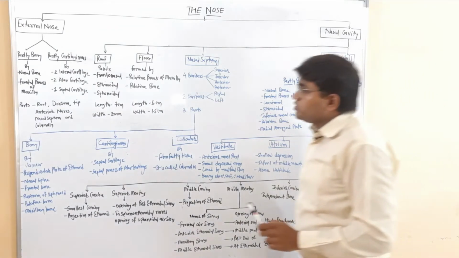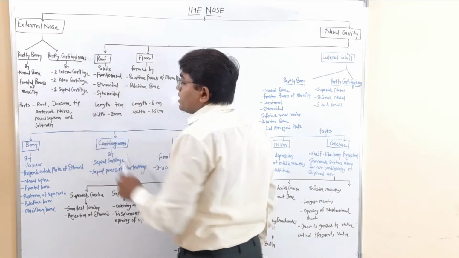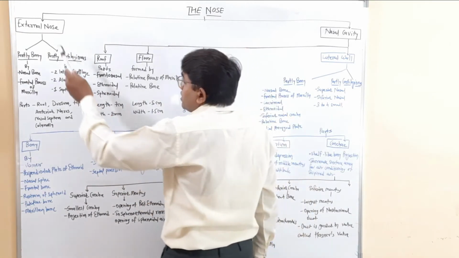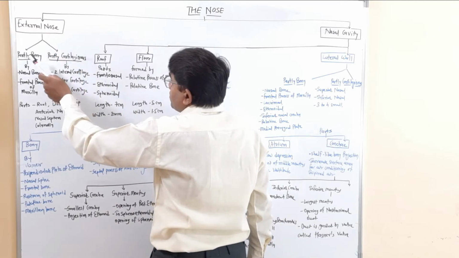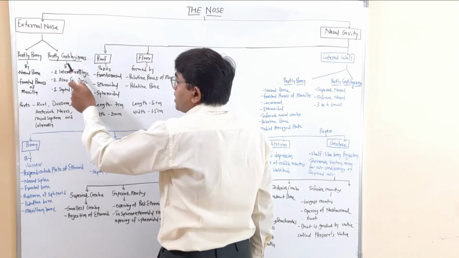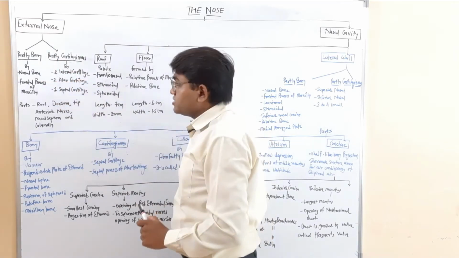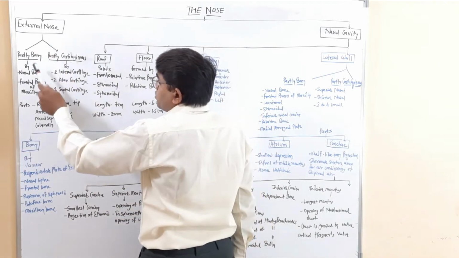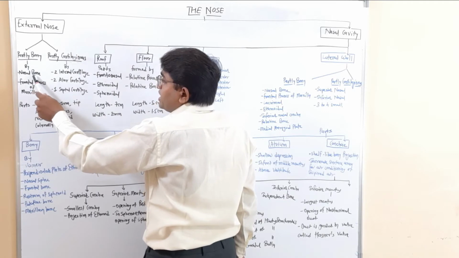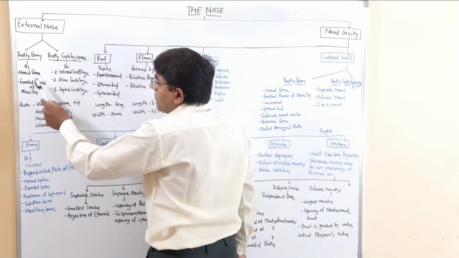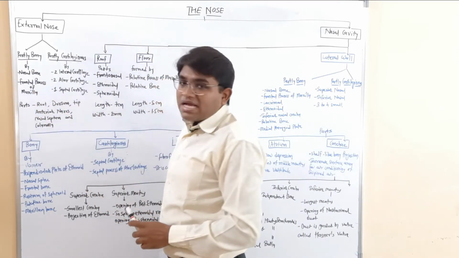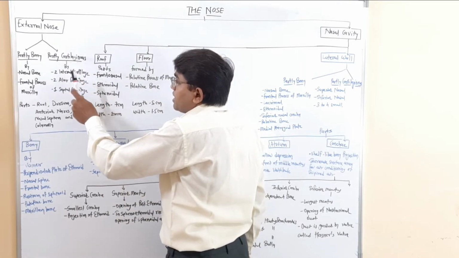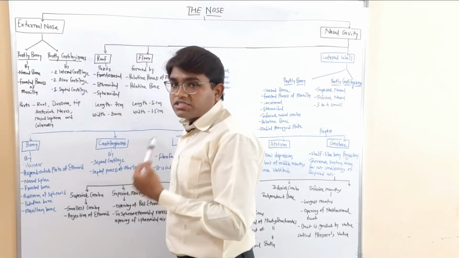The external nose is the outer structure, formed partly by bone and partly by cartilaginous structure. Which bones are participating in the formation of the external nose? Mainly the nasal bone and the frontal process of the maxilla. Then which cartilages are participating in the formation of the external nose?